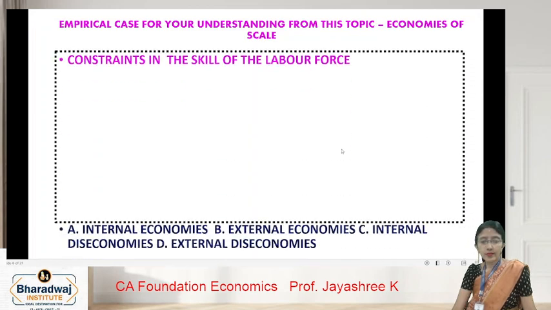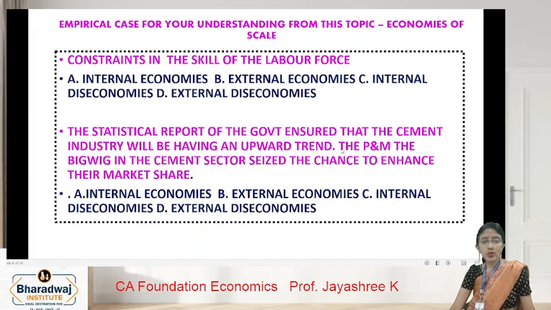Next one. Please do this also. Again, empirical examples from this segment. We have given you two important empirical examples. Question one is constraints in the skill of the labor force. Second one is the statistical report of the government ensured that the cement industry will be having an upward trend. The PNM, the bigwig in the cement sector, sees the chance to enhance their market share. So you have to read the case studies and answer whether it is internal or external.